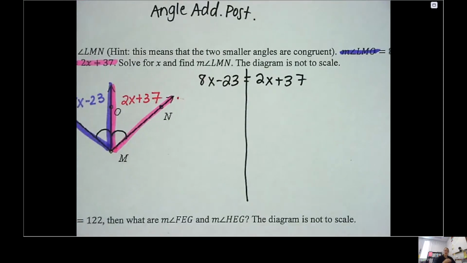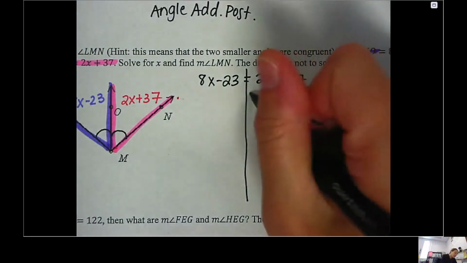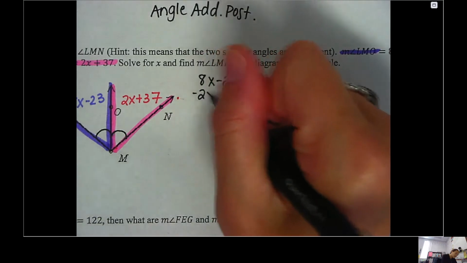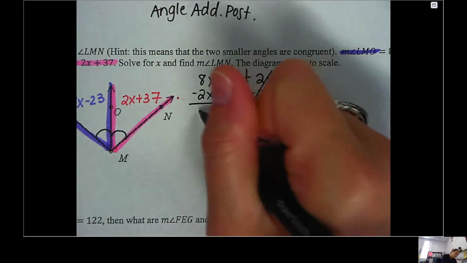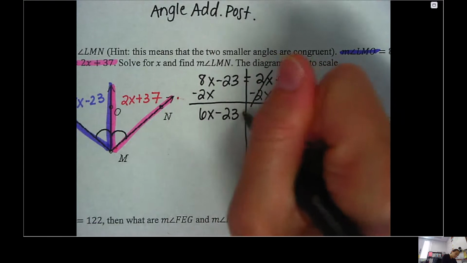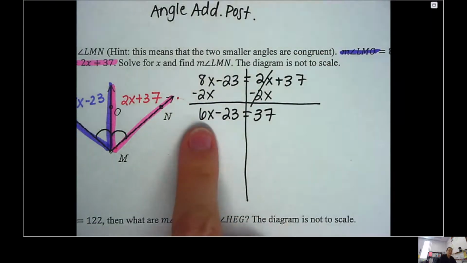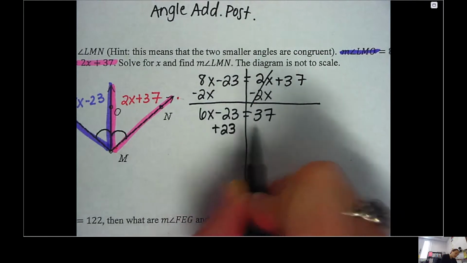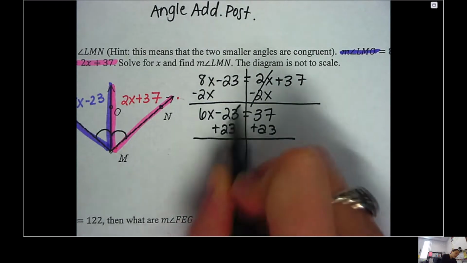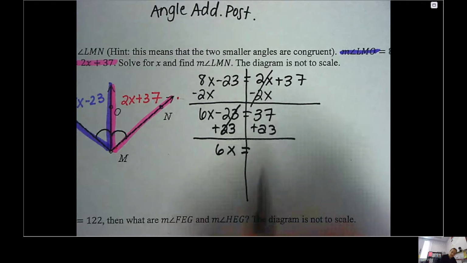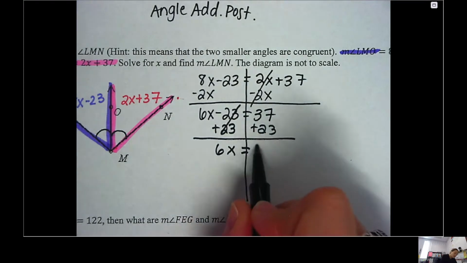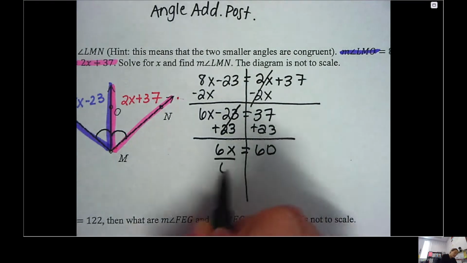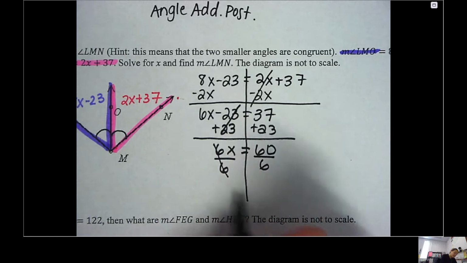And then now, my dears, it's your fave, it's algebra. So I'm going to get all of my x's to one side by subtracting the smaller x. Now I've got all my x's on the left. I want to get all my constants to the right, so I'm going to add the 23 to both sides. I get 6x equals 60. And then divide both sides by 6 to get the x by itself. I get x equals 10.